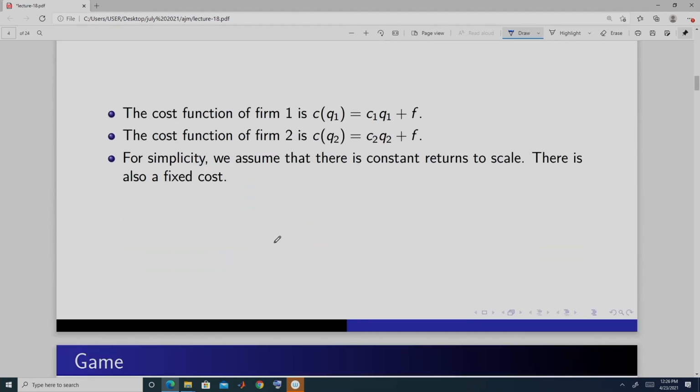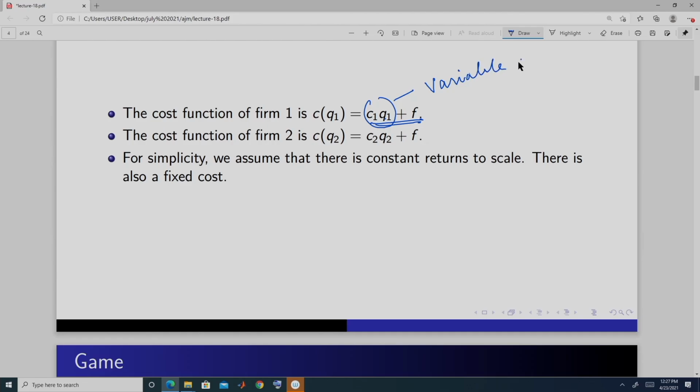Now, we specify the cost function, because to produce output firms will require inputs, and so they have a cost, and we have done this already. We assume that the cost function is of this form for firm 1: C1 Q1 plus A. Q1 is the output, so this portion is the variable cost, and this is the fixed cost. And same here, this portion is the variable cost, and this is the fixed cost.